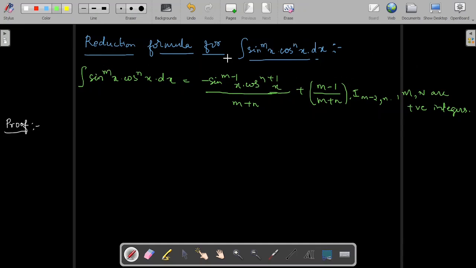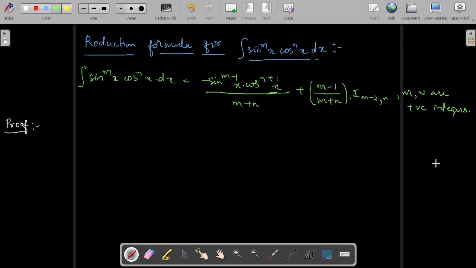If you want to evaluate such an integral, then it is given by minus sin^(m-1) x cos^(n+1) x divided by (m+n), plus (m-1)/(m+n) into I(m-2, n). So let us see how to derive this formula.